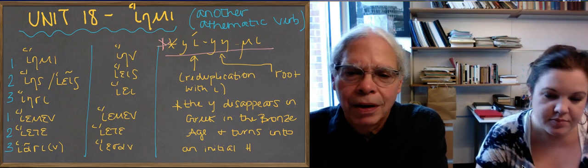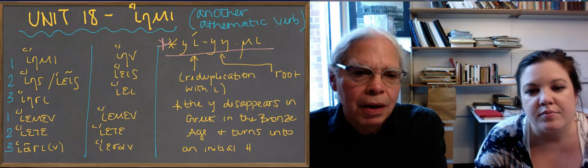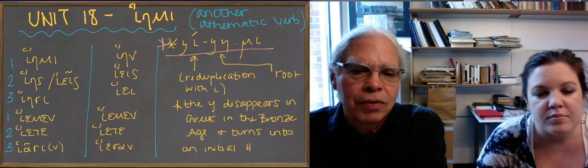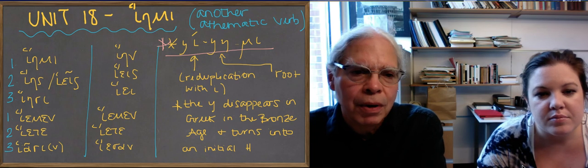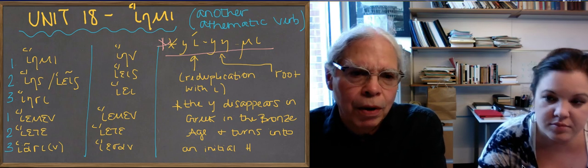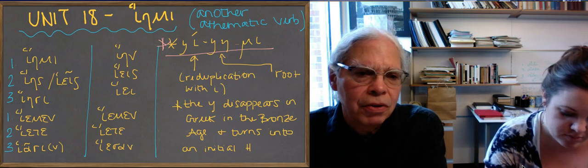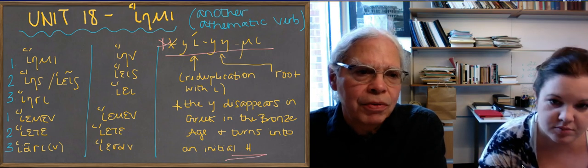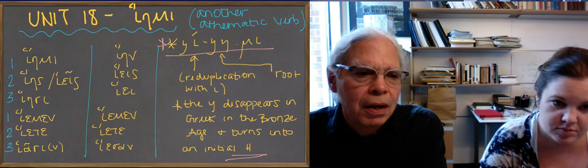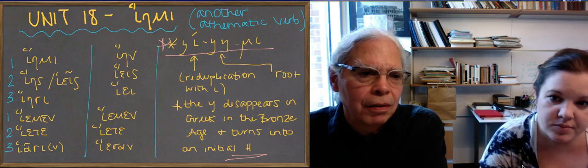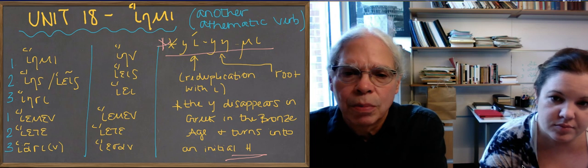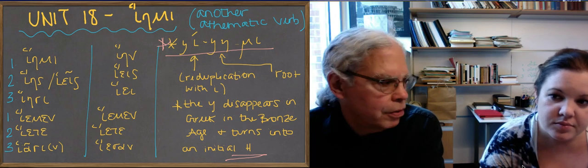There once was a y in ancient Greek, there isn't anymore. And so you can see that this is a reduplicated form like δίδωμι, that's the present of the verb. Originally there was a y. When the y disappeared, it turned into an initial h. So that's why the first form begins with an h. But that y is going to disappear outside of the present system.